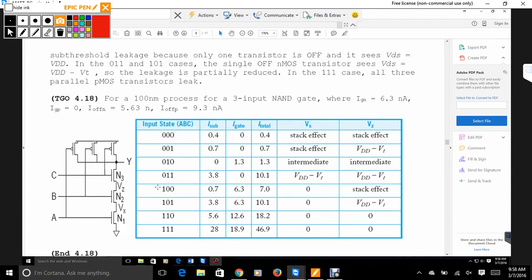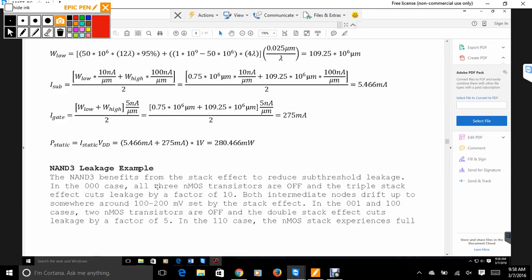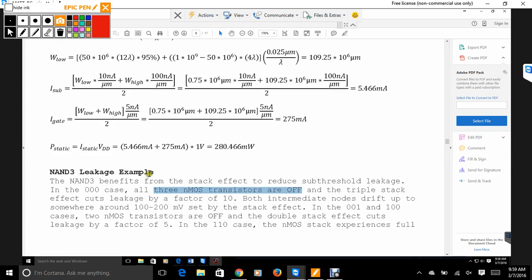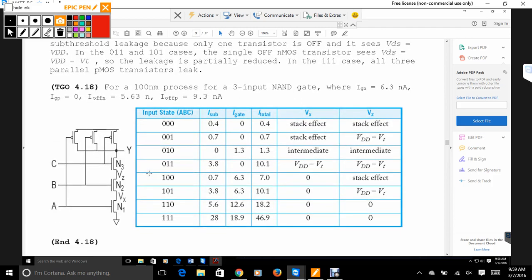Okay, so 4.18 here. This is basically going over how the stack effect impacts circuit operation. In this case, we're doing a NAND3 circuit, so we have a 3-input NAND gate. All 3 MOS transistors are off, and the triple stack effect cuts the leakage off by a factor of 10. And so what this table here is going to show is what's actually driving your Vx here.